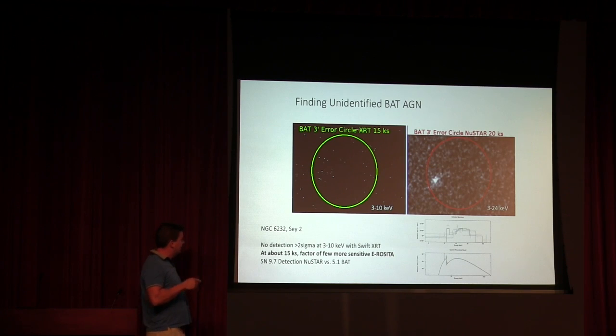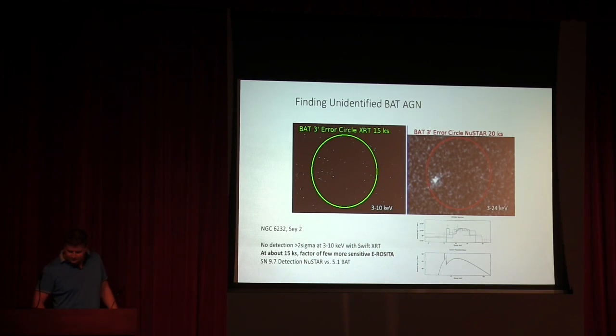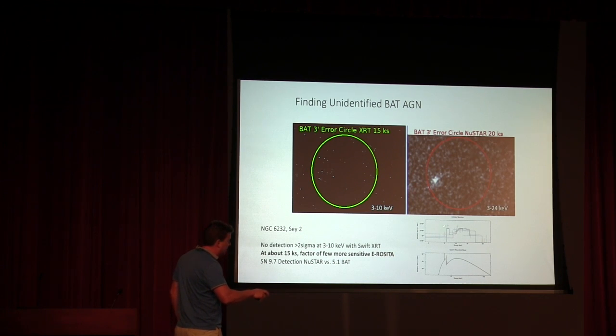One of these sources, we had 15 kiloseconds with Swift-XRT, and we didn't have a detection. And this is much more sensitive than eROSITA could ever really go. But with NuSTAR, and something like the WFM, this source is very bright. We would expect it with the WFM to be bright in the iron K alpha line. And you can see its spectra here. It has this really bright iron K alpha line and very little emission in the soft energies.